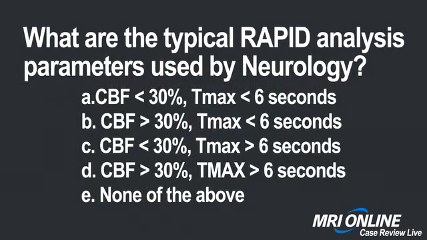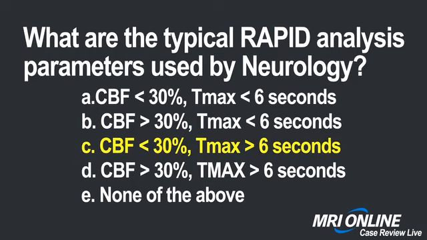What are the typical rapid analysis parameters used by neurology? So we had a lot of different parameters here that we were evaluating, and which of these are the ones that have been accepted by neurology? Is it A, CBF less than 30%, Tmax less than 6 seconds; B, CBF greater than 30%, Tmax less than 6 seconds; C, CBF less than 30%, Tmax greater than 6 seconds; D, CBF greater than 30%, Tmax greater than 6 seconds; or E, none of the above? And indeed, the correct answer is C.